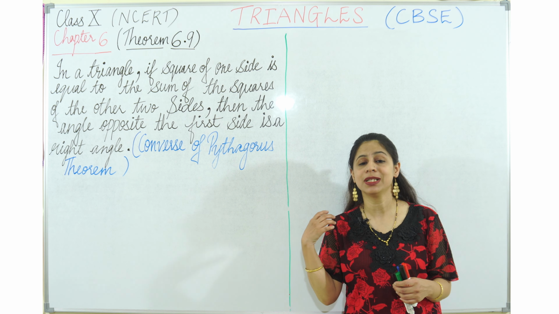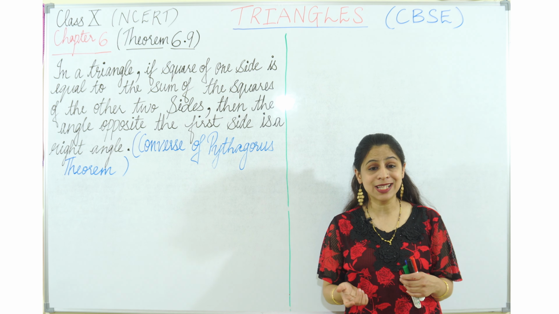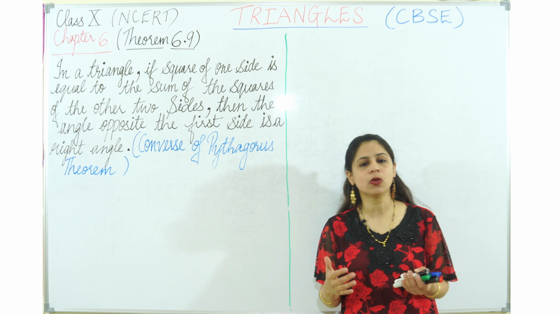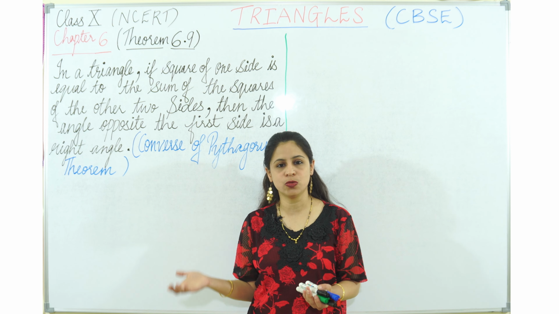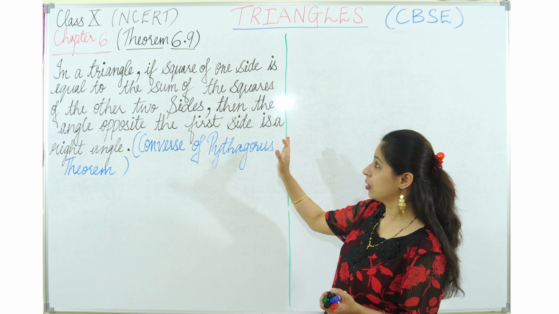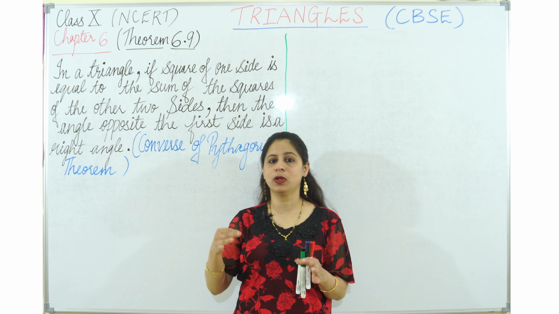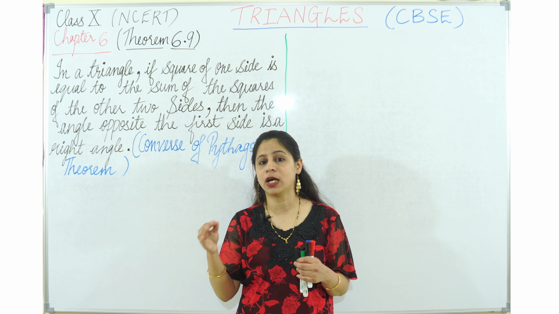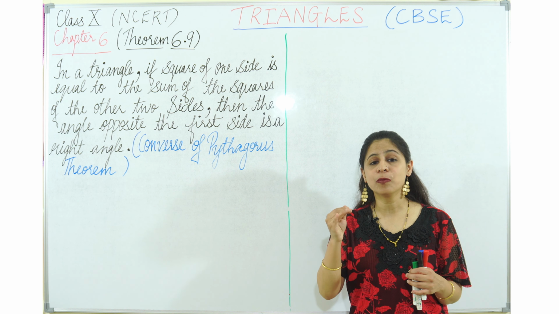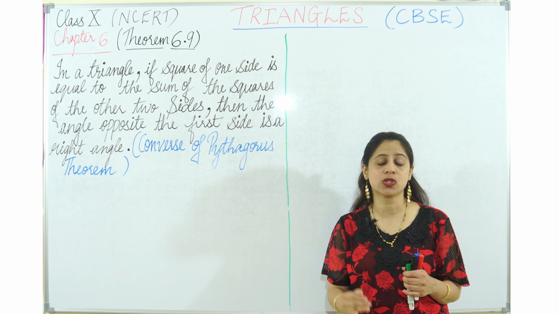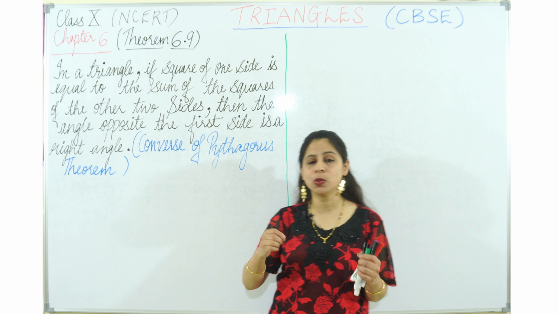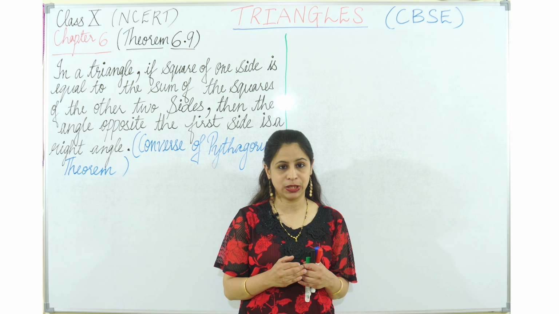In the Pythagoras theorem, the side which is opposite to the 90 degrees is the hypotenuse, and the square of the hypotenuse is equal to the sum of the squares of the other two sides. Over here, it is already given that the square of one side is equal to the sum of the squares of the other two sides, and we need to prove that the angle opposite to the first side is 90 degrees. So it is just the opposite of the Pythagoras theorem. That's why this theorem is also known as the converse of the Pythagoras theorem.